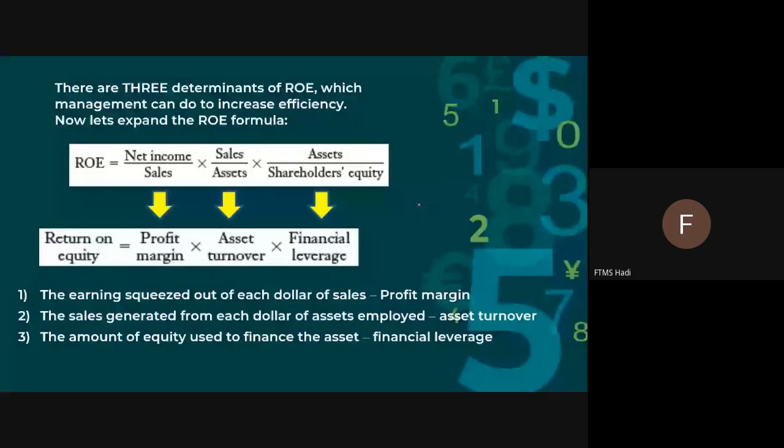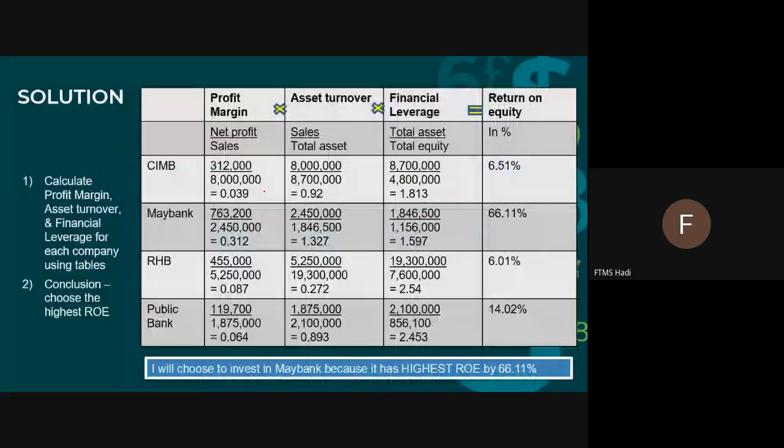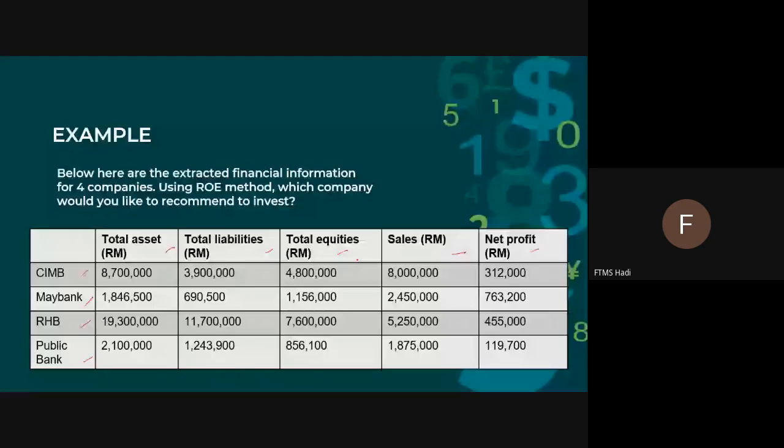So for the companies, you need to calculate return on equity for each in percentage. As you can see here, this is profit margin multiplied by asset turnover, multiplied by financial leverage, and then don't forget to multiply by 100%. You will get return on equity. So net profit divided by sales, sales divided by total asset, total asset divided by total equity for each one. For each one, you see net profit divided by sales. This is the net profit divided by sales, 8312 divided by 8 million.